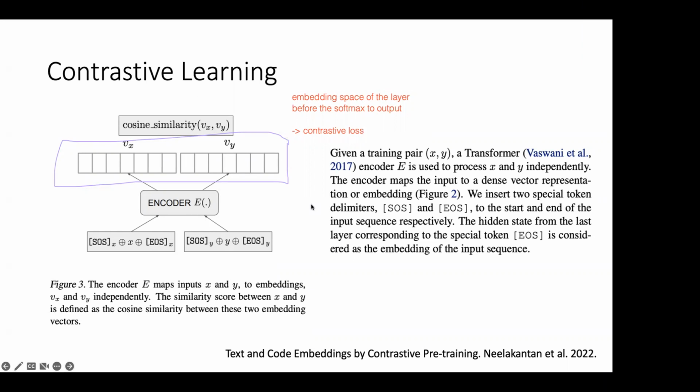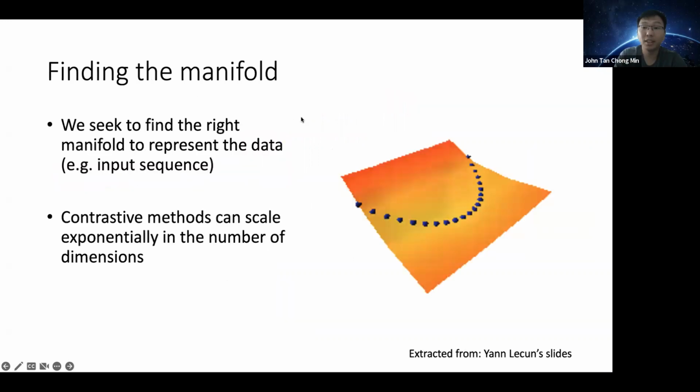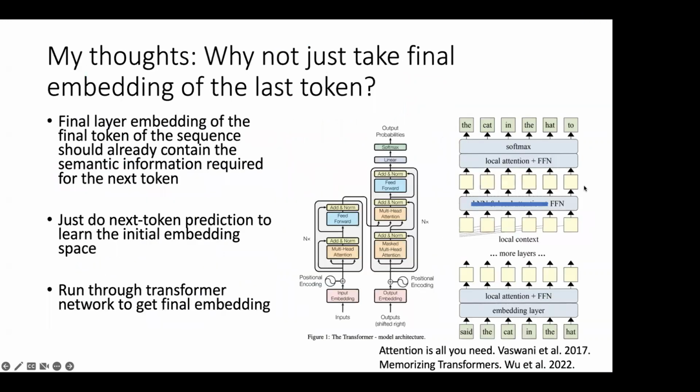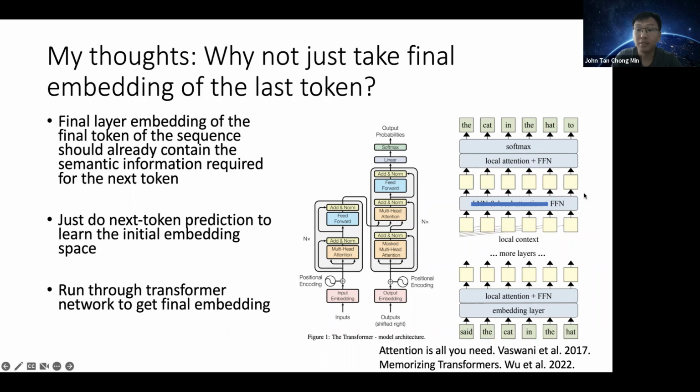Apologies, go back to the previous slide you were showing. You mean the slide with this one? Yeah. Okay, so it's the penultimate layer that they're doing the contrastive loss, is it? Yeah, this layer, right before the final token output, and it's specifically only for this last token.